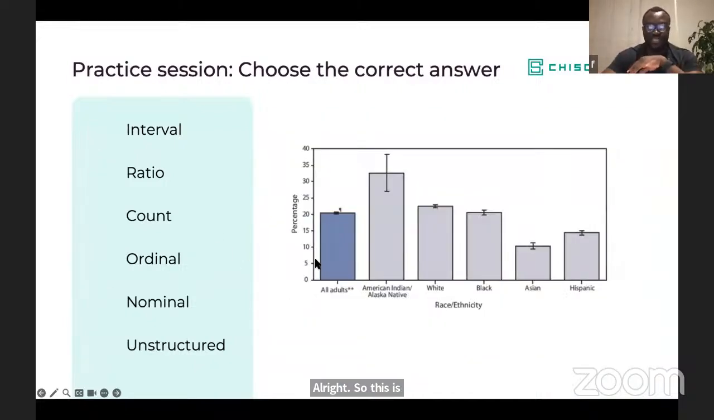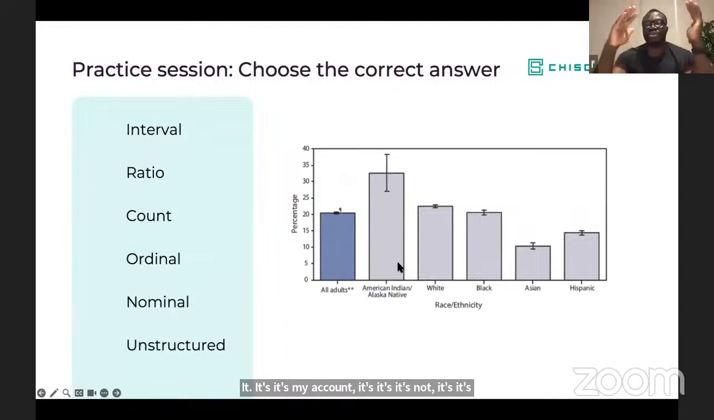All right, great. What of this? Here we have racial groups: AIAN, white, black, Asian, and Hispanic. Assume we assign values of 1, 2, 3, 4, 5 to those racial groups. What kind of variable would this be? Excellent. So some people are saying count. It's not a count. It's a nominal variable. It's a categorical.